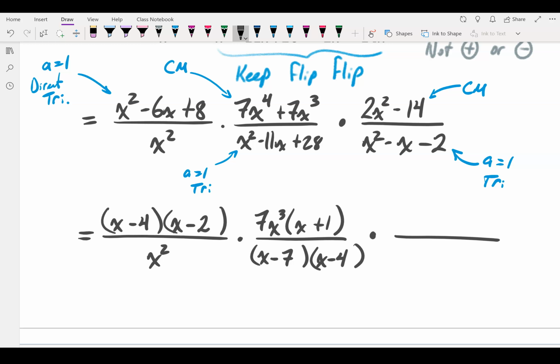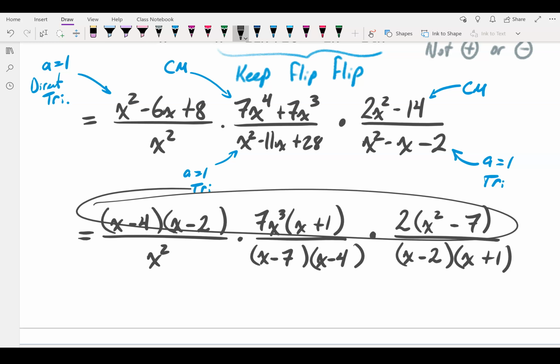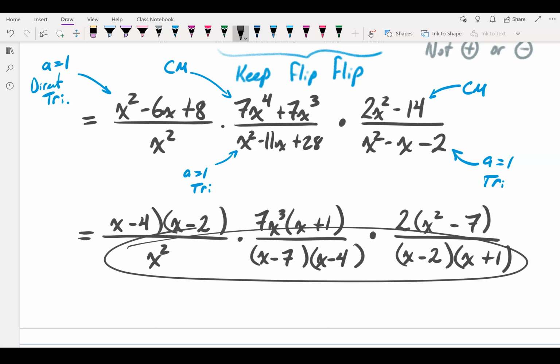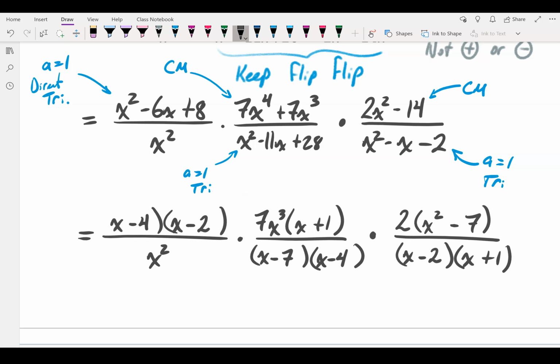Here, common monomial, take a 2 outside, got x squared minus a 7. And bottom, that's a trinomial. Two numbers that multiply to make -2 and add to make -1. What is it? It's a -2 and a +1. Now this is my favorite part. Cancel everything that's common to top and bottom. Just look at the whole top as one big thing. Look at the whole bottom. Cancel anything you see on top and bottom, okay?